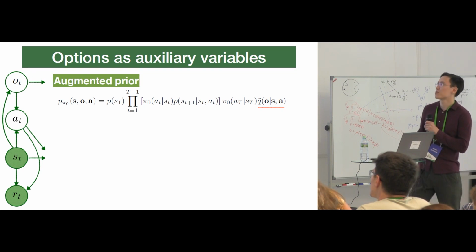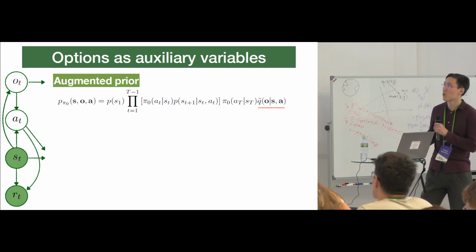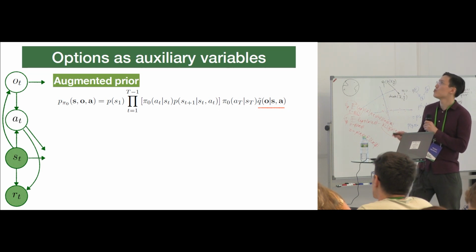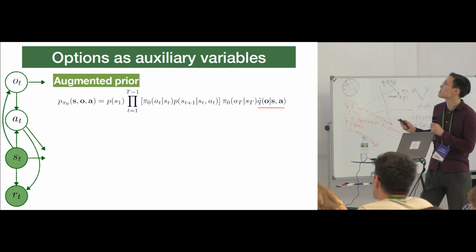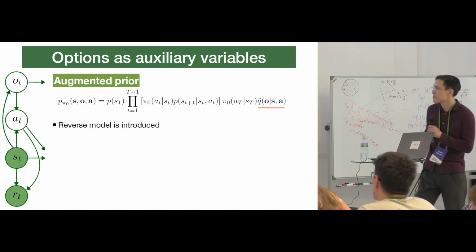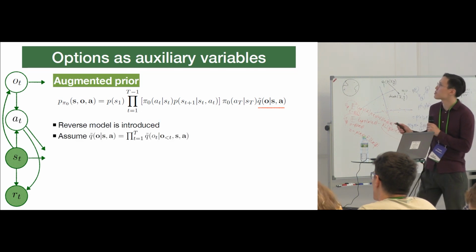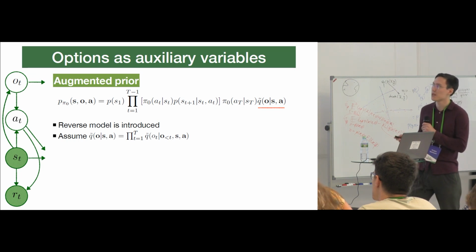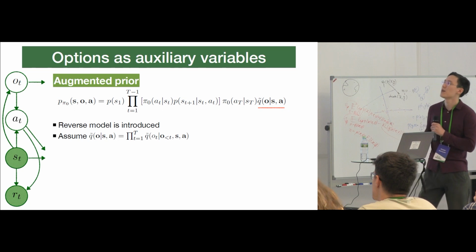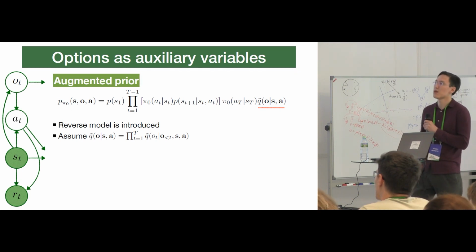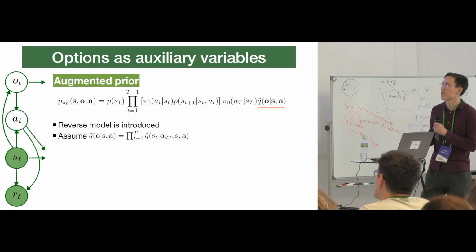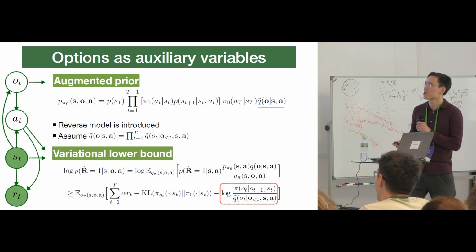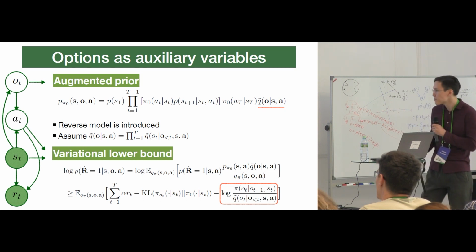So as before, we need to modify the MDP, the probabilistic model corresponding to the MDP, to include this augmented reverse model, the posterior over options given states and actions. And we introduce this reverse model. We can, for simplicity, assume that it can be decomposed using just a chain rule, so that we predict each option conditioned on the previously predicted options and all states and actions. But this form is rather arbitrary. One can choose very different forms of reverse models. We only need to choose something that is computationally tractable for us.